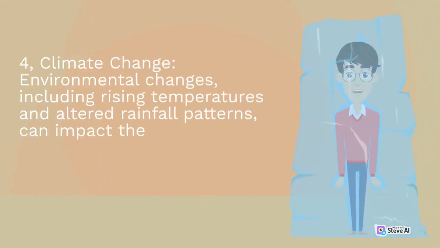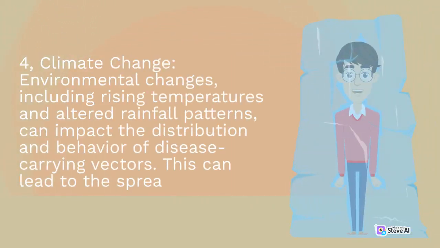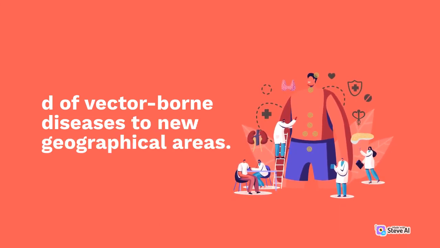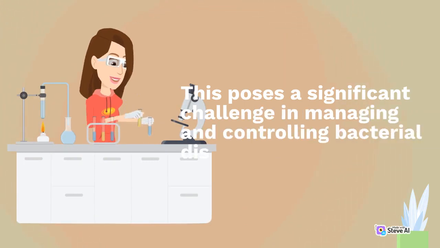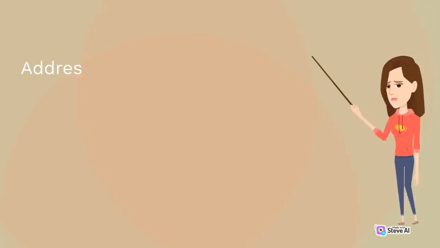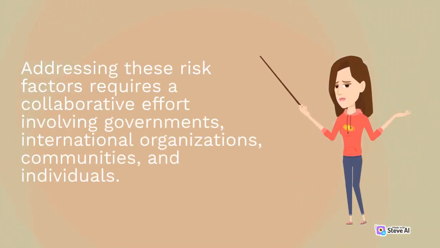4. Climate change. Environmental changes, including rising temperatures and altered rainfall patterns, can impact the distribution and behavior of disease-carrying vectors. This can lead to the spread of vector-borne diseases to new geographical areas. This poses a significant challenge in managing and controlling bacterial diseases. Addressing these risk factors requires a collaborative effort involving governments, international organizations, communities, and individuals.